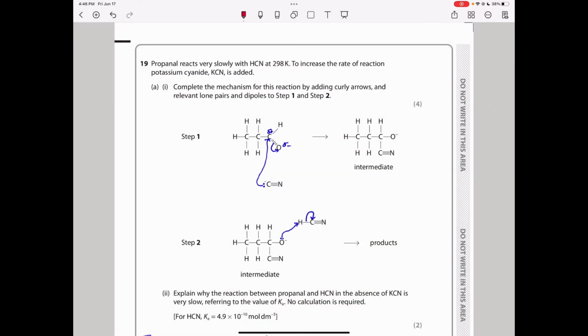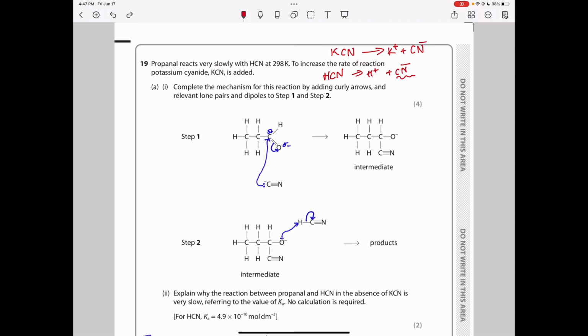Question 19. Propanol reacts very slowly with HCN at 298 Kelvin. To increase the rate of reaction, potassium cyanide is added. Actually, the reason for this is HCN is not good at dissociating to release the H+ and the CN-. So it means we're going to have fewer CN- ions interacting. So we add in the KCN. The KCN is good at dissociating. It will produce a lot of freely available CN-, and these will attack, and the reaction will proceed really fast. And this is going to be a catalyst because it's going to be regenerated at the end of the reaction.